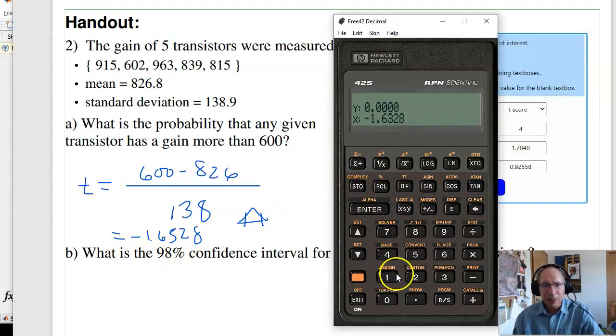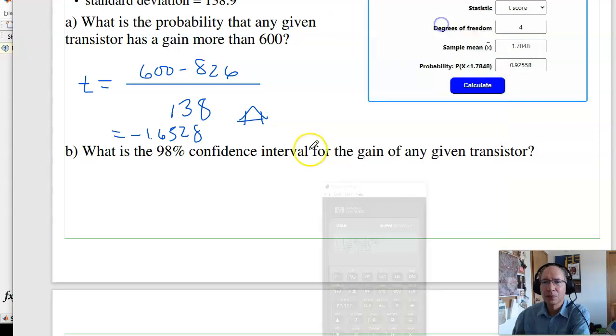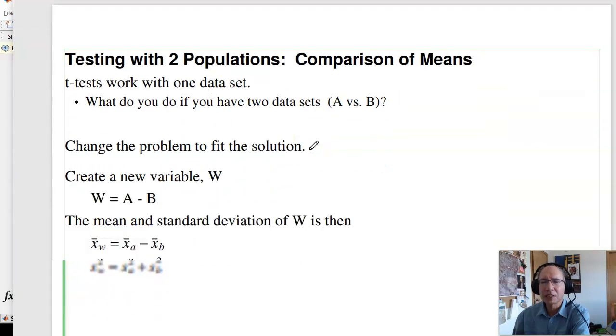So if I go 3.75 times the standard deviation, 138.9, I need to go left and right 520. So 826 minus. So the gain will be somewhere between 305 and 1346 with 90% confidence. So that's a t-test with one population.